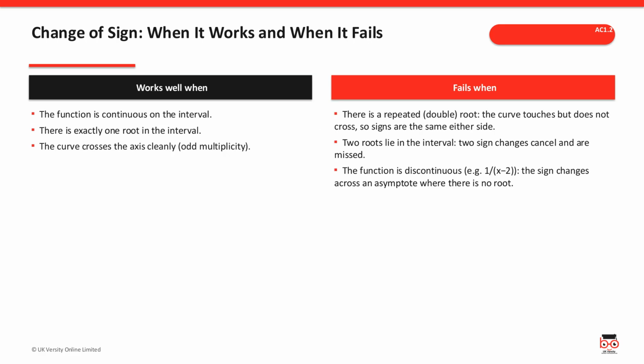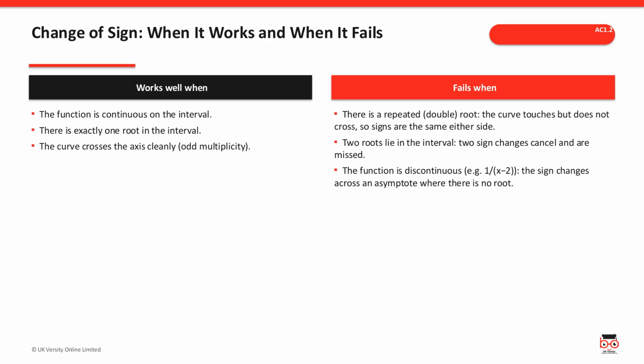It's a lovely method, but it isn't foolproof, so let's be clear about when to trust it. It works well when the function is continuous, there's exactly one root in your interval, and the curve crosses the axis cleanly. It lets you down when there's a repeated root, where the curve merely touches the axis, and the signs match on both sides, or when 2 roots sit in the same interval, and their sign changes cancel out and get missed.